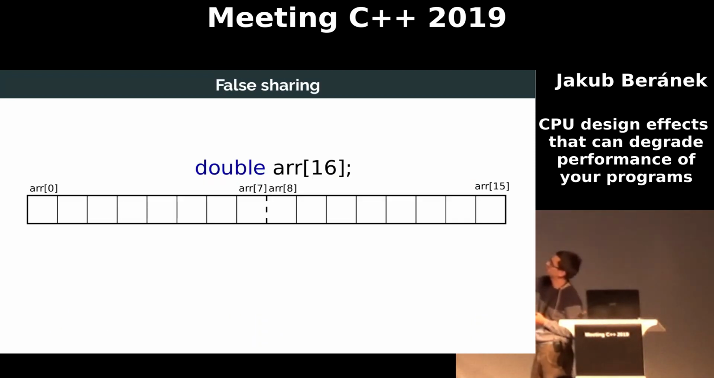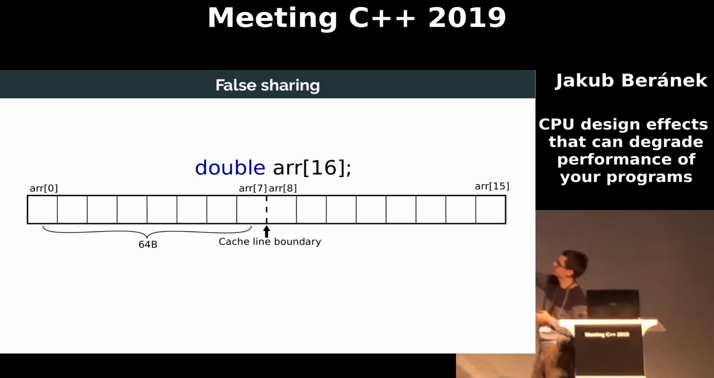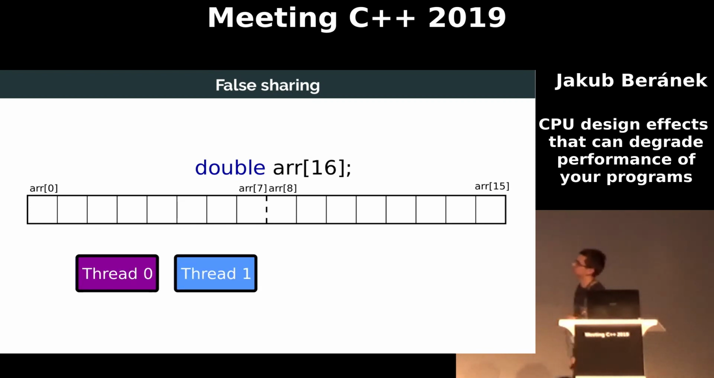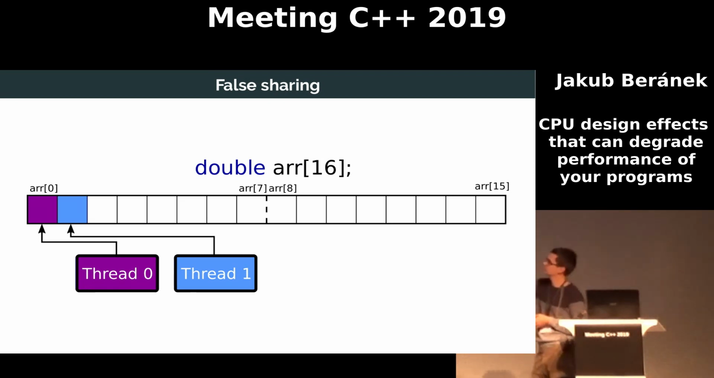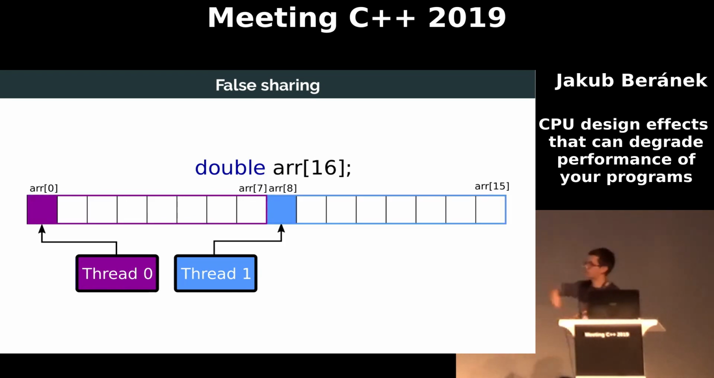We have some array of doubles. This is 8 bytes. This is a cache line, so 8 doubles. This is the boundary between 2 cache lines. And we have 2 threads. And in my scenario, thread 0 was writing to this location, thread 1 was writing to this location, and this generated the conflicts. One way to fix this would be to just say that each thread will work with its own cache line, and therefore we will avoid any conflicts, and our program should be faster.